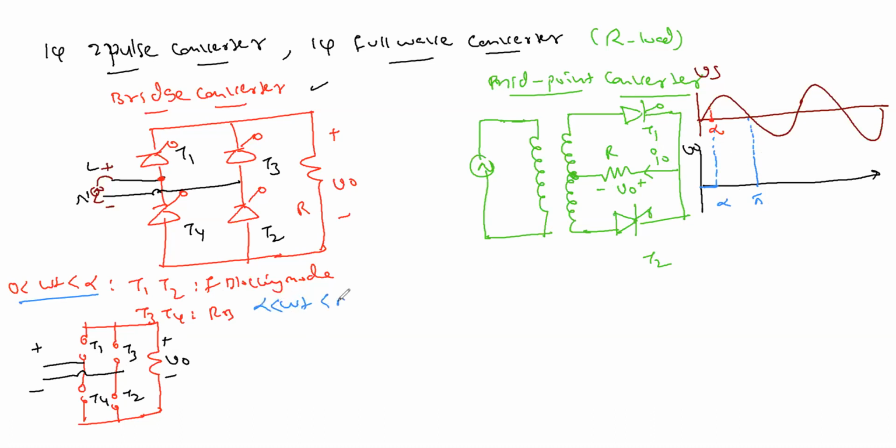Omega t alpha to pi resistive load है ना, T1 T2 फॉरवर्ड ब्लॉकिंग मोड में पहले, तो अभी सिग्नल दे रहा हूँ, गेट सिग्नल दे रहा हूँ एट अल्फा. So what will happen here now? T1 T2 कंडक्शन में जाएगा, T3 T4 are still in reverse blocking or reverse bias. So now, so I'll get this voltage, the same voltage, I'm checking the same repeat voltage.